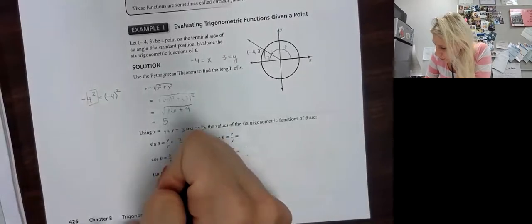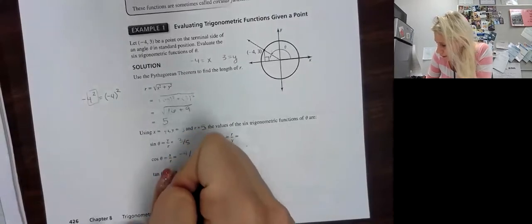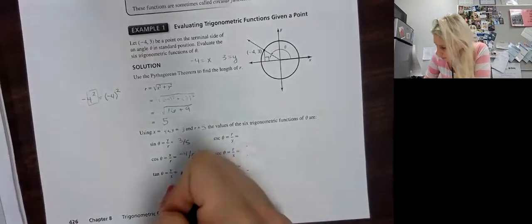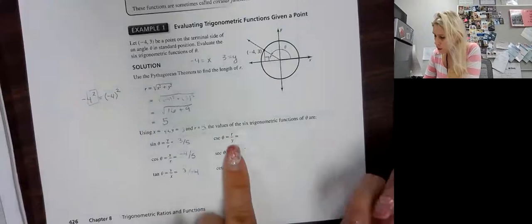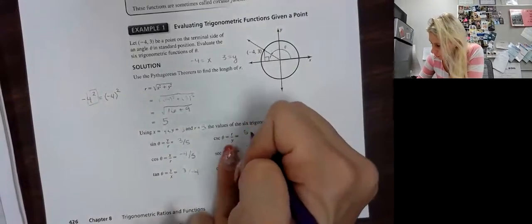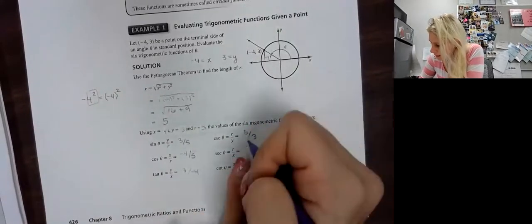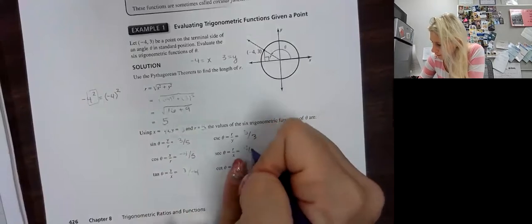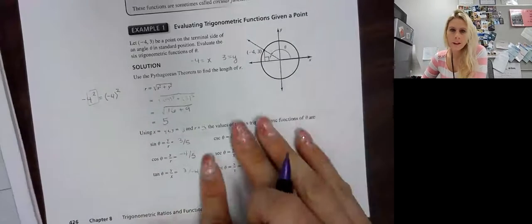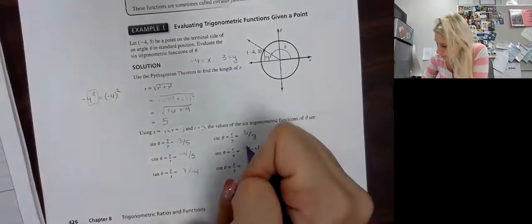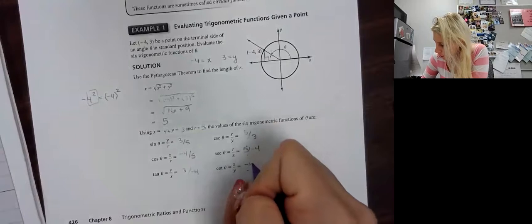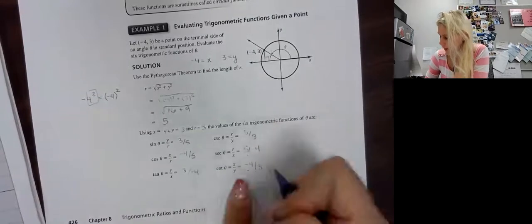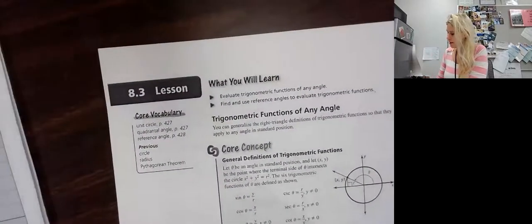Cosine is x, right? So negative 4 over 5. Tangent is y over x, so 3 over negative 4. Cosecant, 5 over 3. Secant, 5 over negative 4. Sorry, it's not writing out nicely, guys. And cotangent would be our negative 4 over 3. Very good. All right, next page.